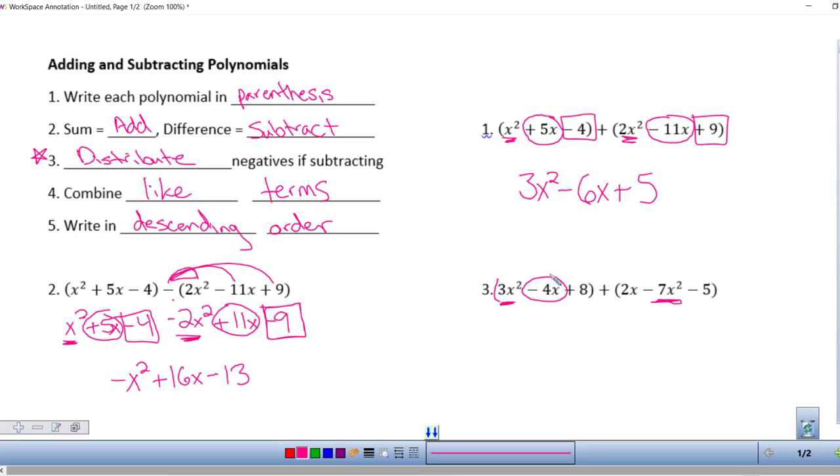This one has negative 4x, 2x, and then 8 and negative 5. So when I add the x squared terms, I get negative 4x squared. The x term, I get negative 2x. And my constant, I get plus 3. Again, it is in descending order. So sometimes it looks like a lot when we have these 5 steps, but usually the first 2 steps are given to you, so you just have to look at the last 3. And if it's adding, it's just the last 2.